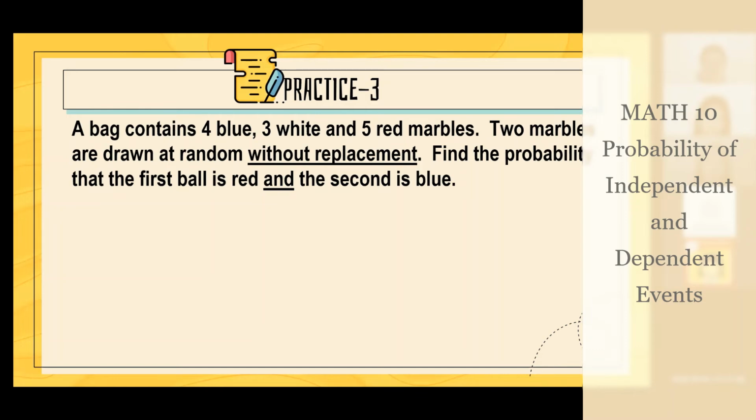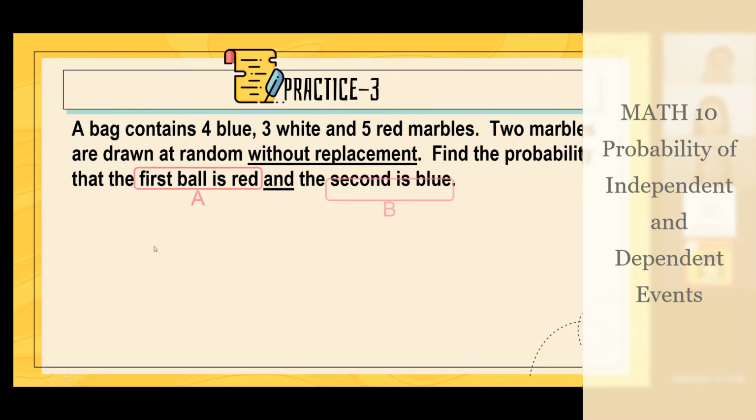Okay, they have answers now. 5/33, 0.15, 0.15, yes. Okay, let's solve now. Without replacement, it's the opposite of the other one. Same given, 4 blue, 3 white, 5 red, but this time without replacement. And it means dependent events.